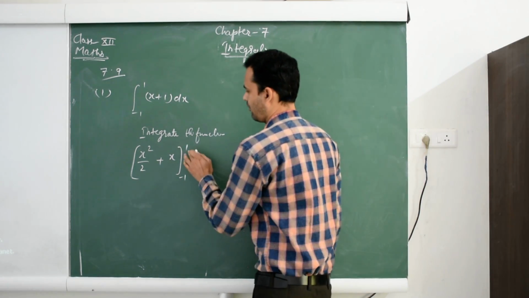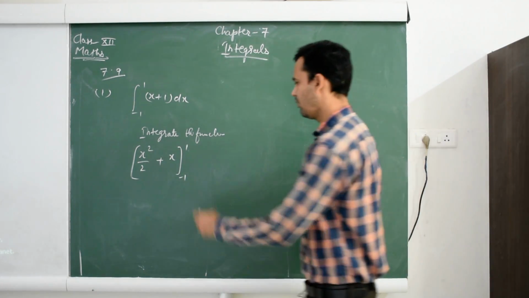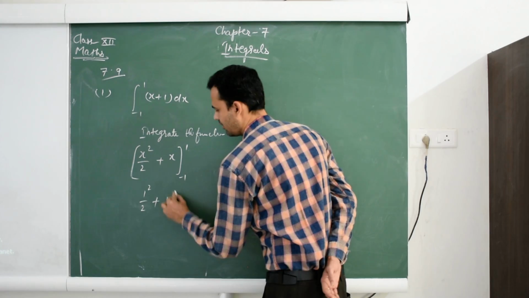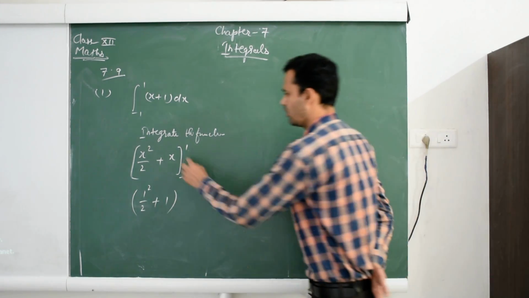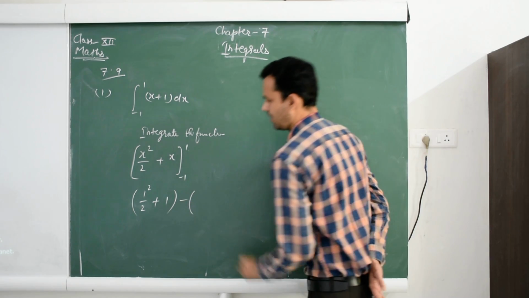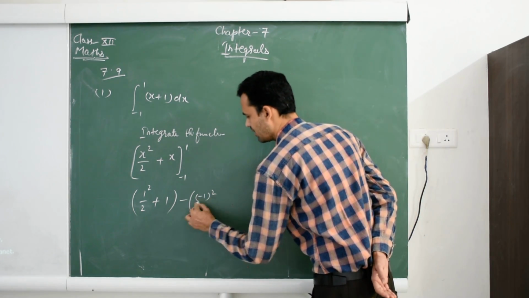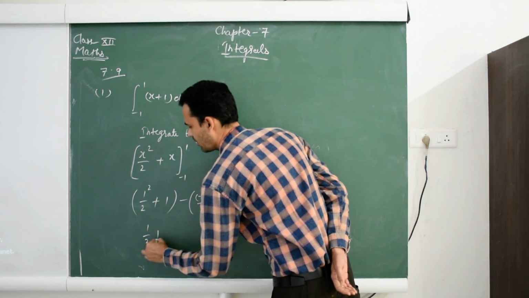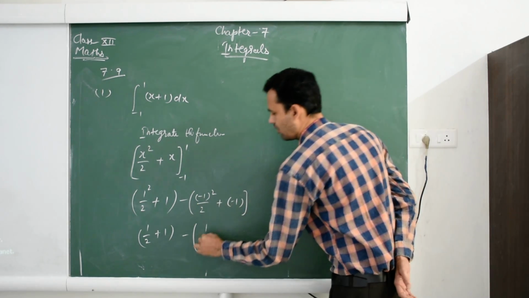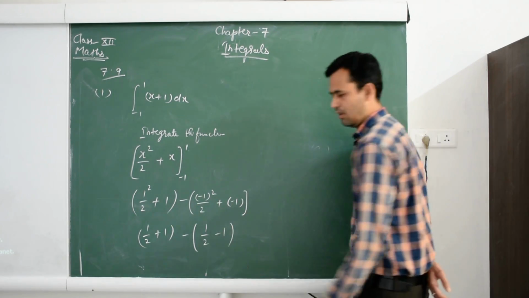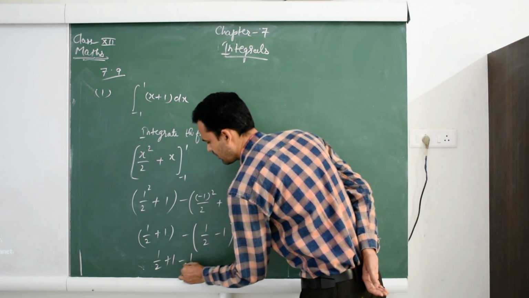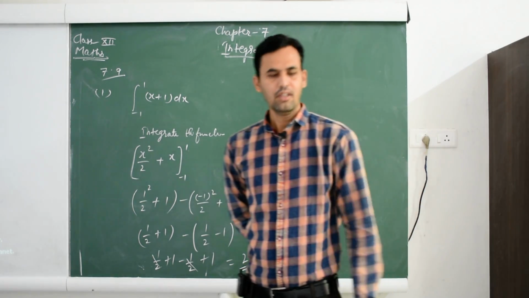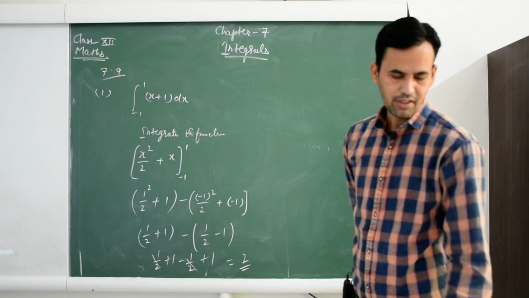Now we put limits. First we put the upper limit and then the lower limit. Upper limit means 1 square by 2 plus 1, minus the lower limit, which is -1. So, (-1) square by 2 plus (-1). So it is 1 by 2 plus 1 minus (1 by 2 minus 1). So, 1 by 2 plus 1 minus 1 by 2 plus 1, the halves cancel, and 2 is the answer. This is the procedure of definite integrals.